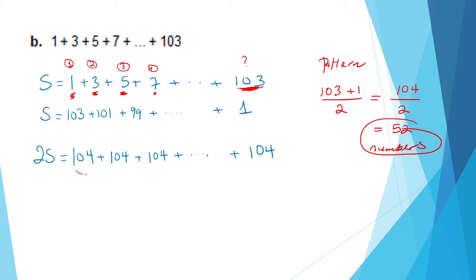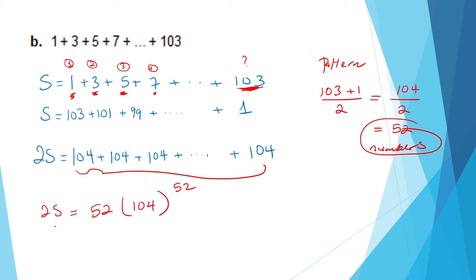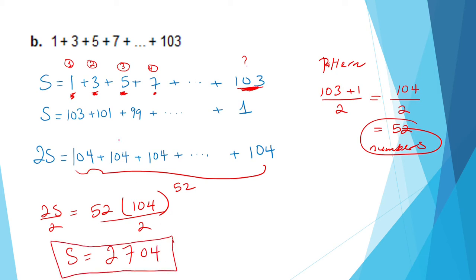That means there are going to be 52 of these 104s. So we can write this as 2S equals 52 times 104. I can divide by 2 now. And S is equal to 2,704. This is the sum of a sequence of odd numbers from 1 up to 103.